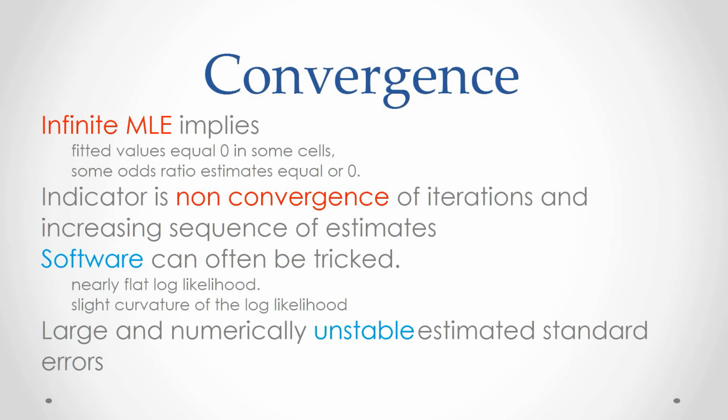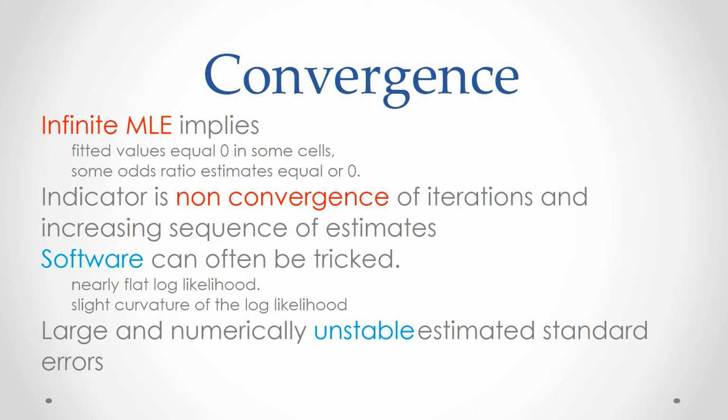An infinite value of the ML parameter estimate means that the ML fitted values equal 0 in some of the cells and some of the OR estimates are equal to infinity or 0. One indicator of this is non-convergence of the corresponding iterative fitting procedure, typically because an estimate keeps increasing without bound from iteration to iteration.